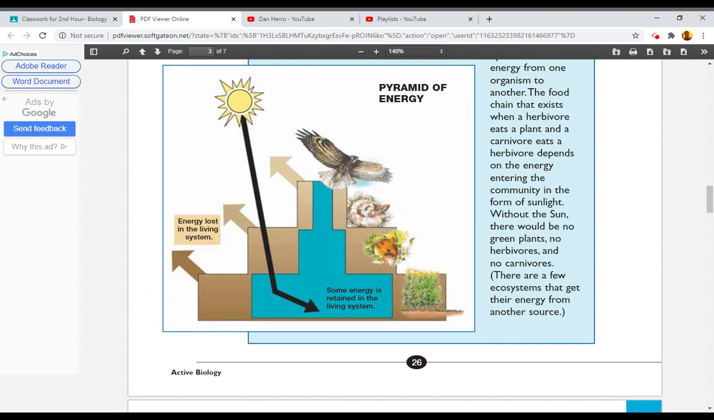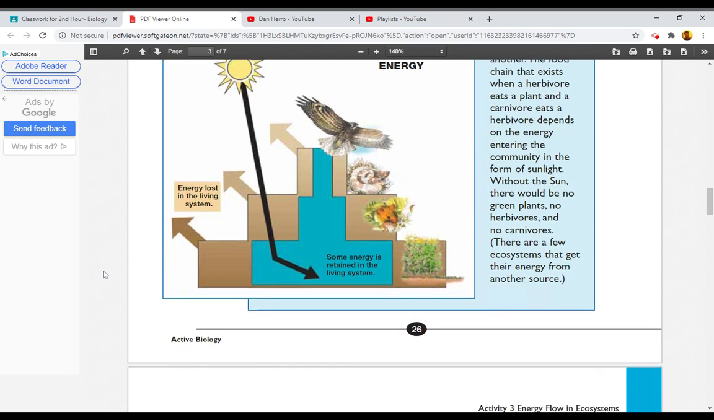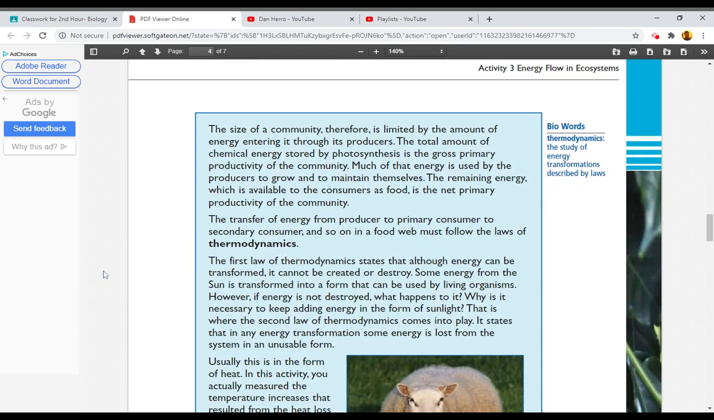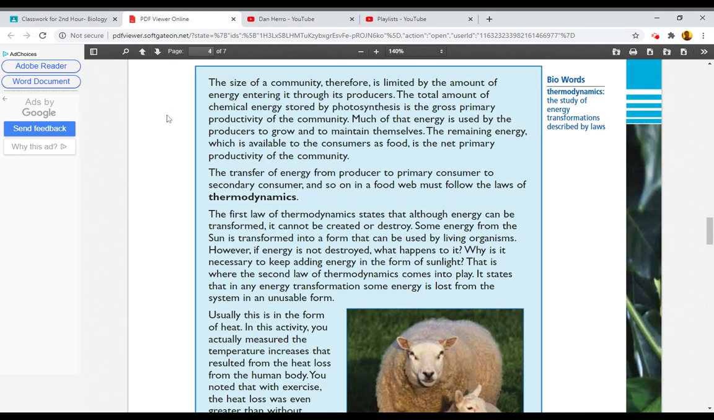So here's the pyramid of energy. The sunlight. Some energy is retained in the living system. You have your plants, you have your herbivores, you have your carnivores. Energy lost in the living system. The size of a community, therefore, is limited by the amount of energy entering it through its producers.